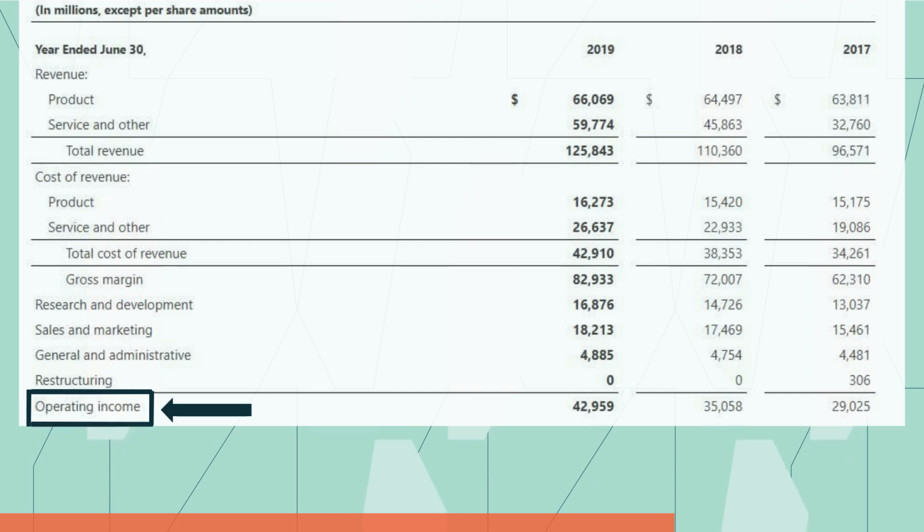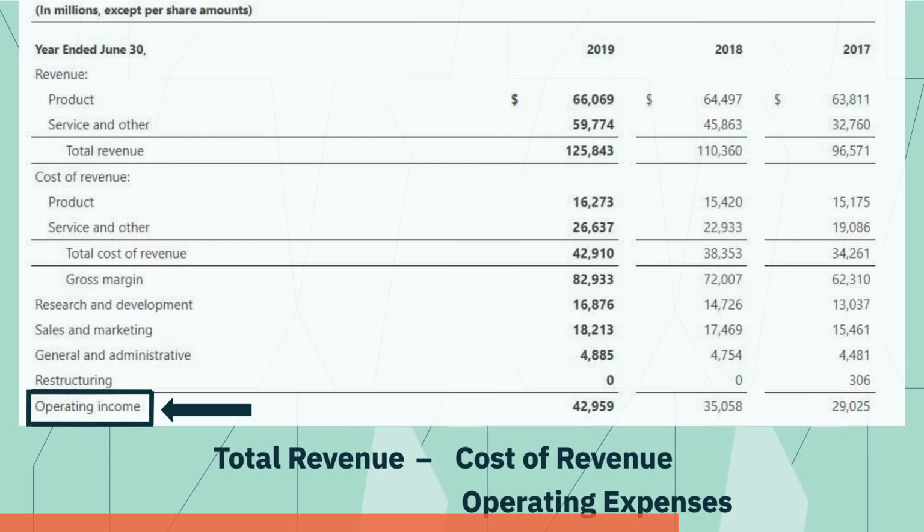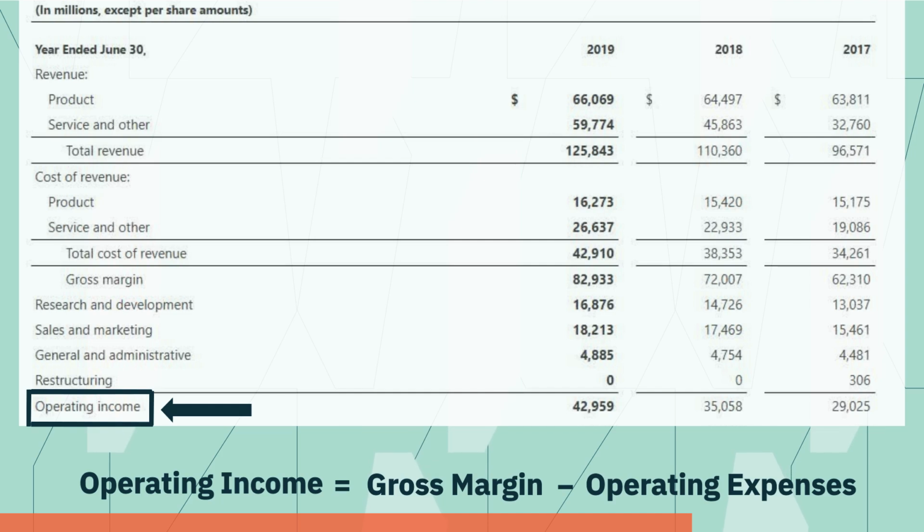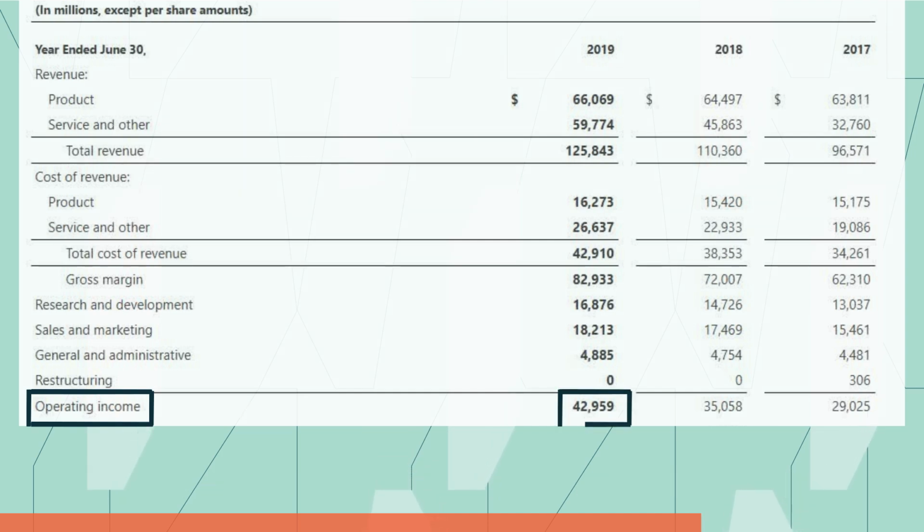Operating income is determined by subtracting the cost of revenue and operating expenses from the total revenue. In other words, operating income equals the gross margin minus operating expenses. In this example, we can see Microsoft has $43 billion of operating income on $126 billion of revenue. That's 34% of income percentage. Again, in other words, for every $100 of revenue, Microsoft earned around $43 in operating income.